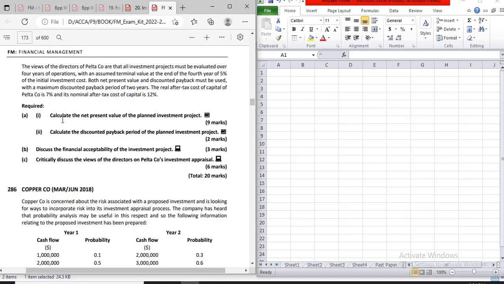Here they have been given separately, so no problem. And last is to critically discuss the view of the director on Pelta company's investment appraisal. Now let's move to the question.